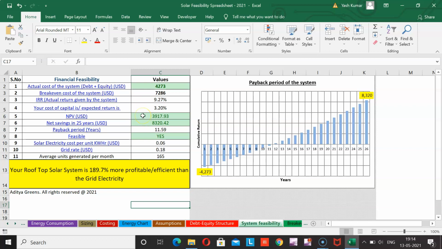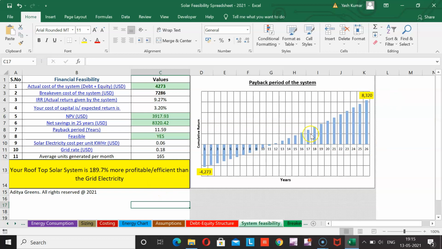The net present value of the system is $3,917. Net savings in 25 years, $8,320. And the payback period would be 11.6 years. Yes, it is a feasible project. Solar electricity cost per unit would be 6 cents, while the grid rate is 18 cents. And the average units generated per month comes out to be 165 units. Yes, your solar power system is 190% more profitable and efficient than the grid electricity.